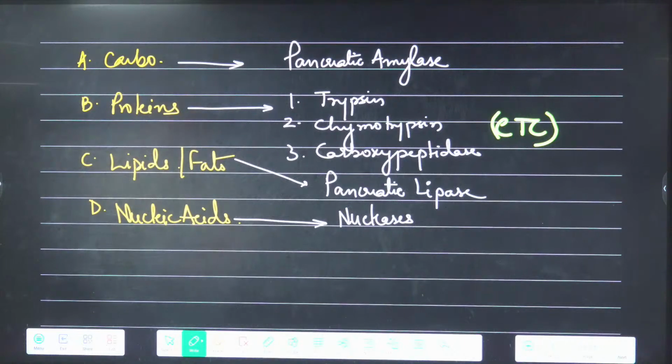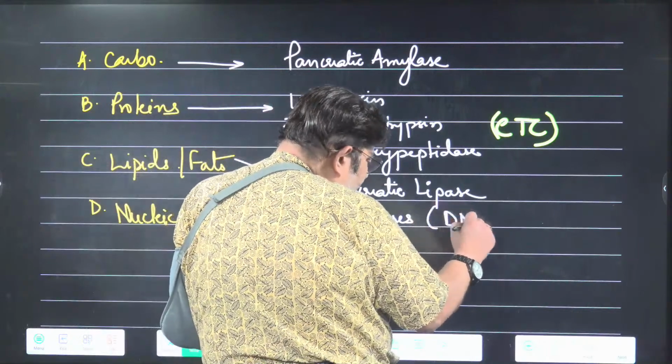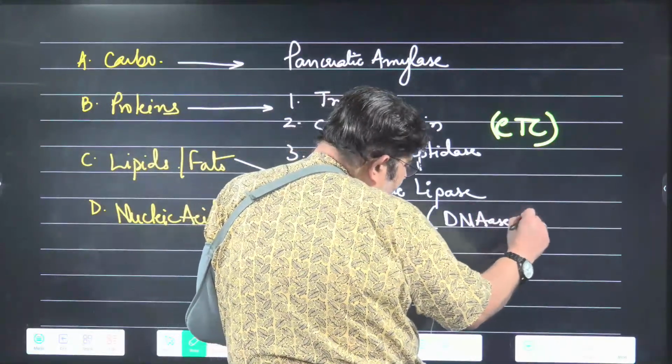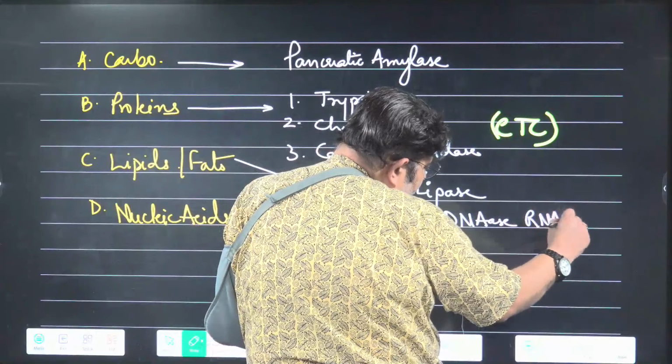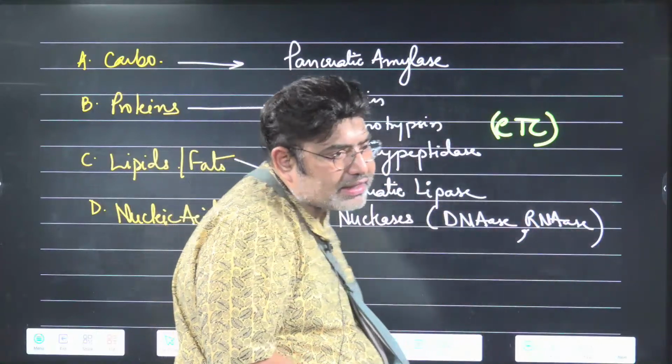Okay, 3 protein digesting enzymes are there. 3 enzymes, 1 for carbo, 1 for lipids, and 1 for nucleic acid. Nucleases are like DNAs and RNAs.